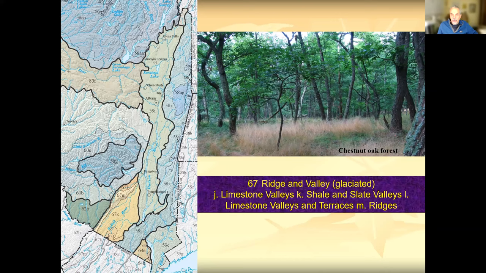So the Ridge and Valley, if you've ever gone through Pennsylvania, is very large. And this is just sort of the northern extension of it, and it's glaciated where it isn't glaciated in Pennsylvania. So there are different limestone and shale valleys here, some slate, which are good for agriculture. And then the ridge, there's just one large ridge, the Shawangunk Mountains. And there's some nice chestnut oak forest on the top of those ridges. So I'm sure some of you have been to the Shawangunks, Minnewaska, and Mohonk, maybe even climbed up on those ridges.